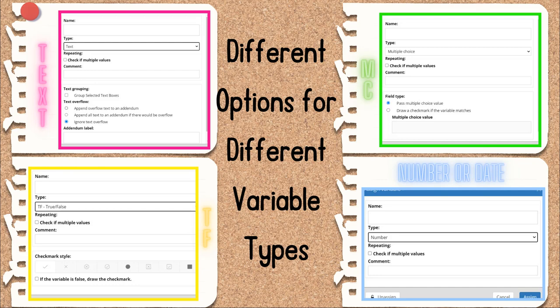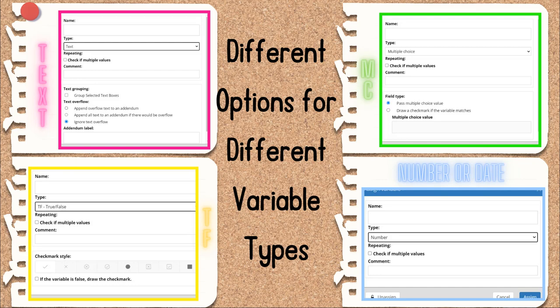Remember that naming convention, a drop-down list of type options, a check if multiple values checkbox, and a comment field. The type options are text, true-false, number, date, and multiple choice. You'll only check the check if multiple values box if you want this variable to hold multiple values because it is being used in a repeat loop.